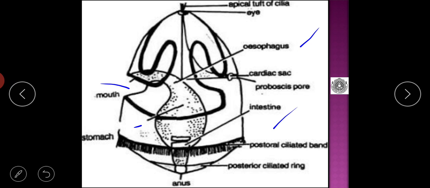And as I already explained, it contains some bands or tufts of cilia, and here you can make out the postoral ciliated band and the posterior ciliated ring. So these are the ciliated bands that are present in this tornaria larva.